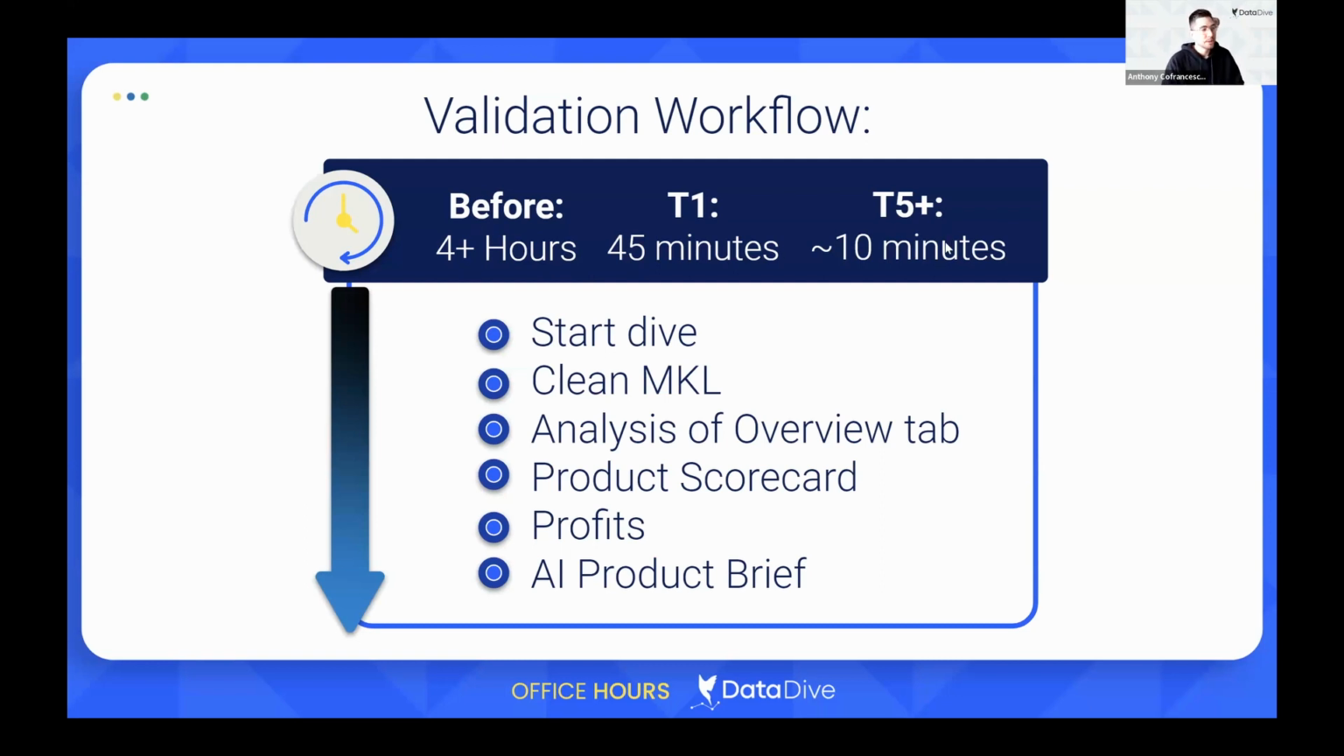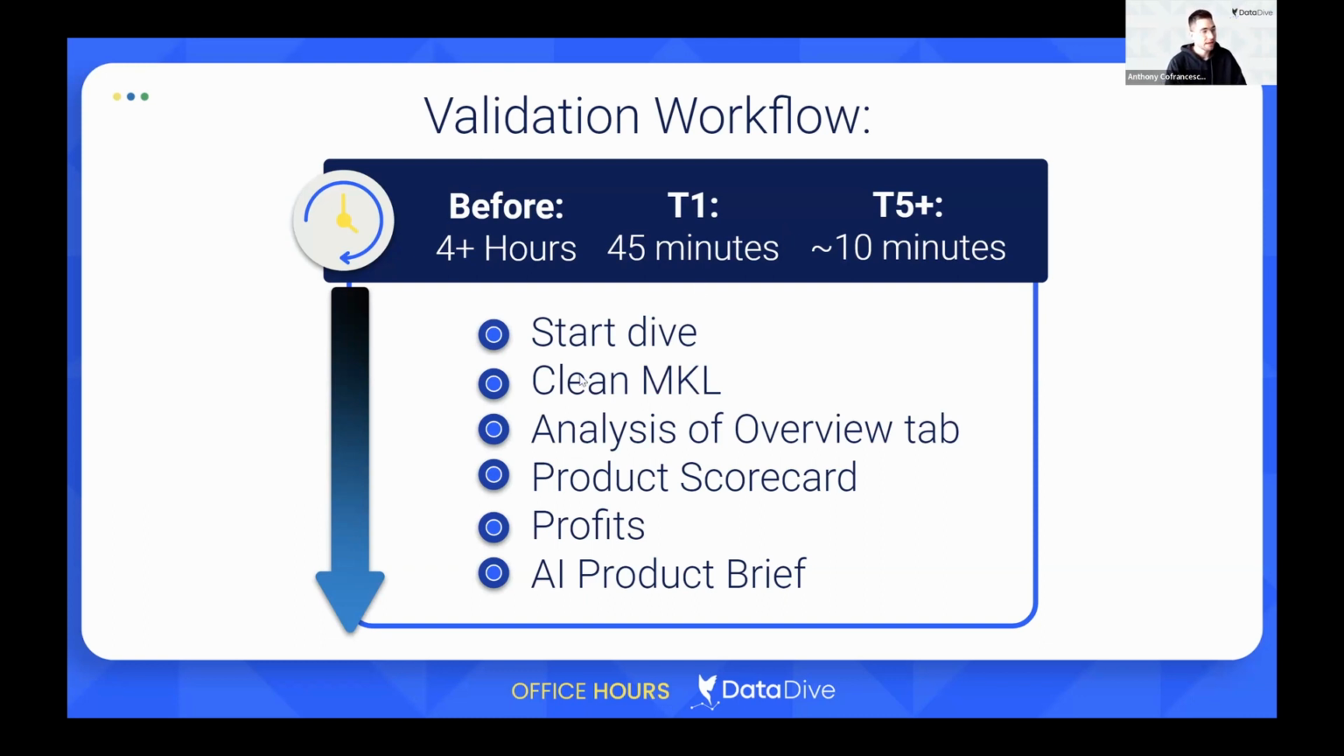I like to include this because before, validating a product might take 4+ hours. The first time that you do this, it's going to probably take you 45 minutes. But once you've done it 5+ times, it's going to get quicker and quicker, right? You just got to build the muscle, the mind memory, I guess I should say. So by your 5th time, it should take about 10 minutes. And once you're finished with this process, you're going to have a really good idea of where a product stands in terms of viability and risk.